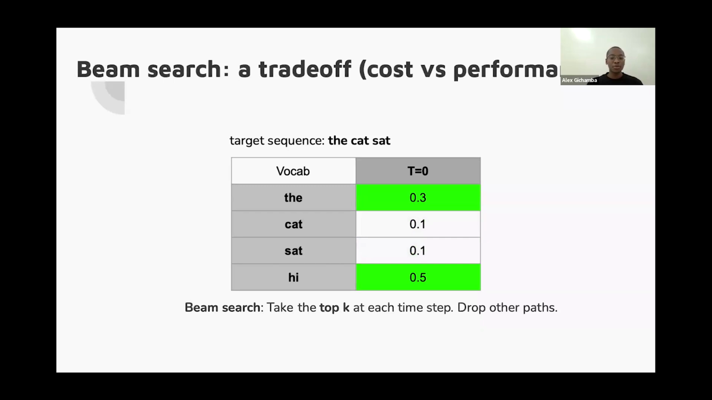In this case, for example, we need a beam width that's at least 2. So we're taking the top 2 at each time step. If we take the top 2 here, we can consider both high and the, and so we won't be shut off from the most probable sequence. Whereas with greedy search, we would not be able to find it.